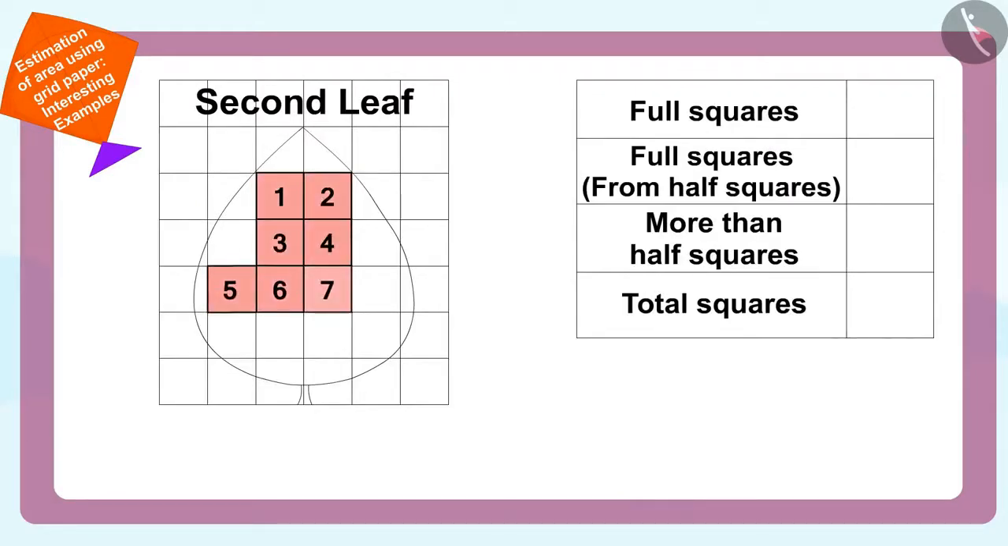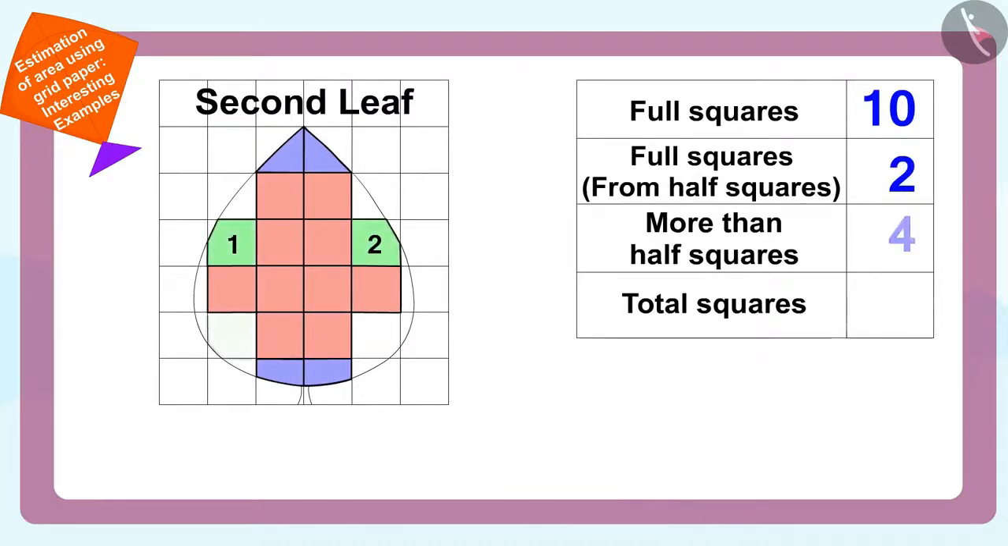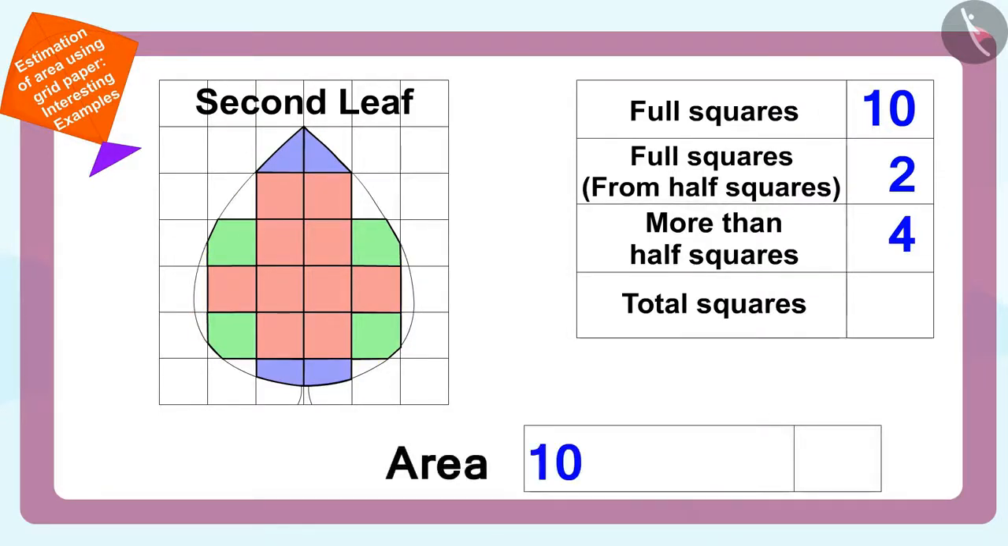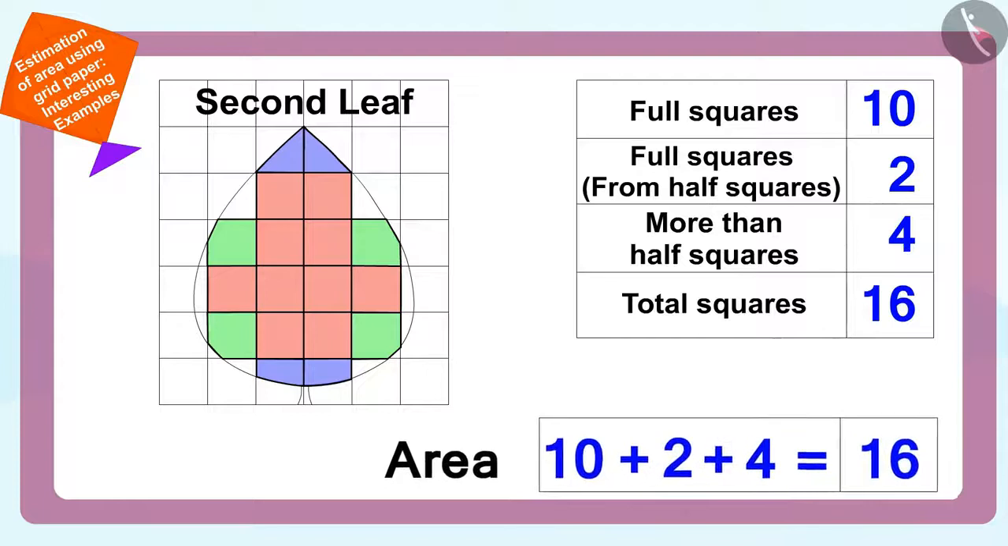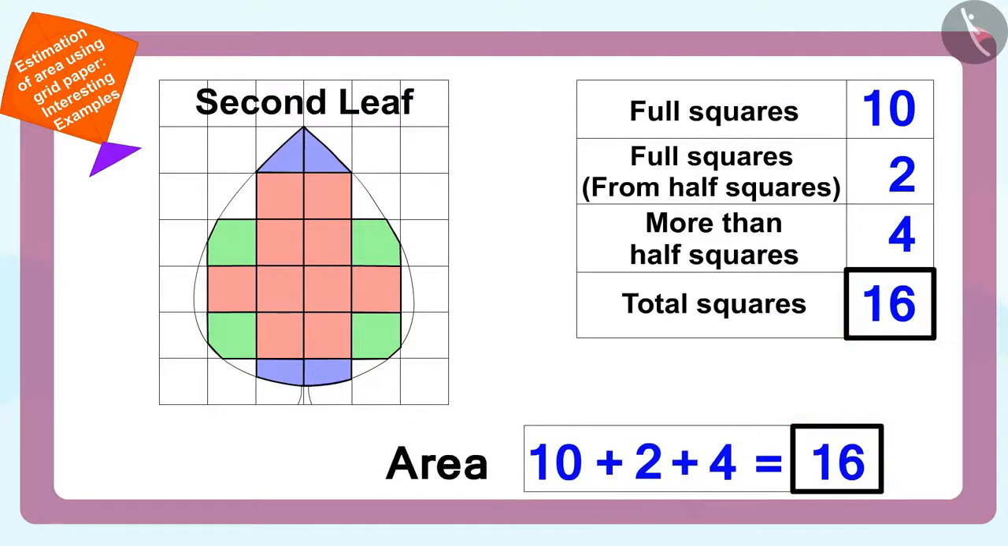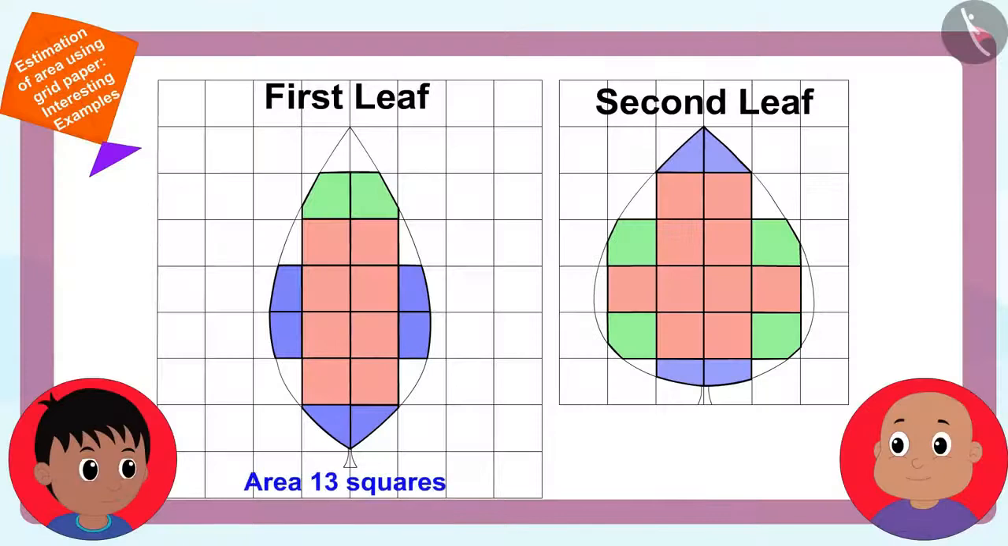The area of the second leaf has 10 full squares, 4 half or 2 full squares, and 4 more than half squares. And there are some less than half squares which we will not count. In this way, there are 10 add 2 plus 4 or 16 squares in the enclosed area of the second leaf. In other words, there are 16 squares in the area of the second leaf.